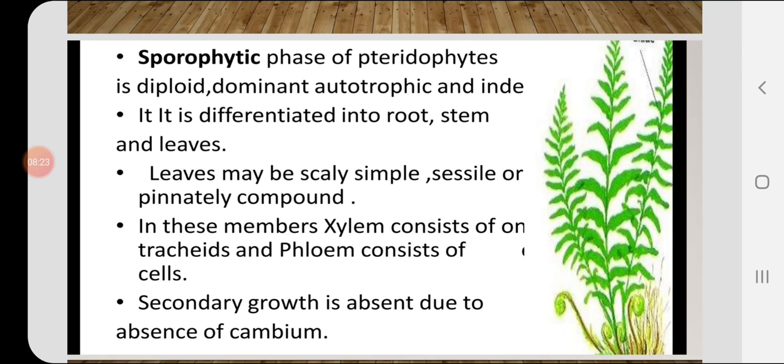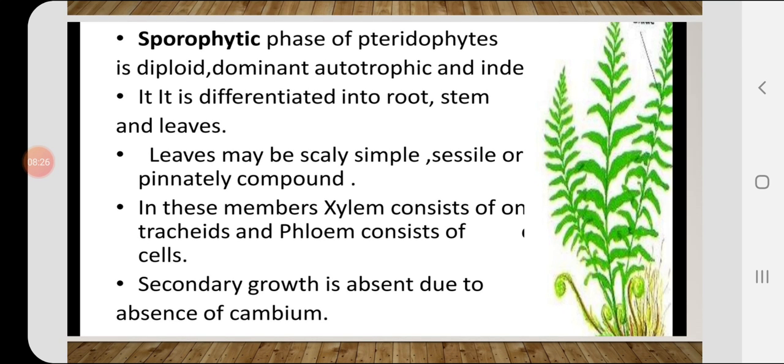Next, moving to the sporophytic phase. As I have told you, there are two phases, sporophytic phase and gametophytic phase. The sporophytic phase of pteridophytes is diploid, dominant, autotrophic and independent. Dominant means they are more powerful, autotrophic means they prepare their own food material, and independent means they don't depend on anything else. Since they prepare their own food, they don't have to depend on anyone.